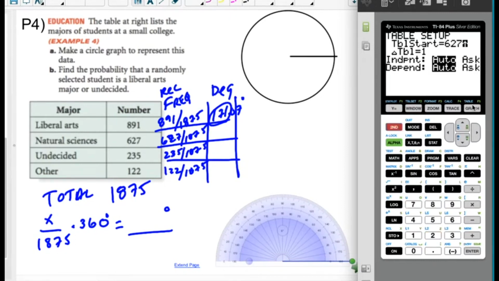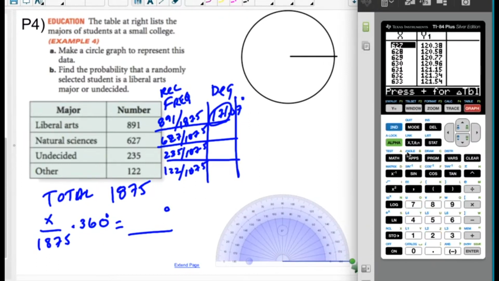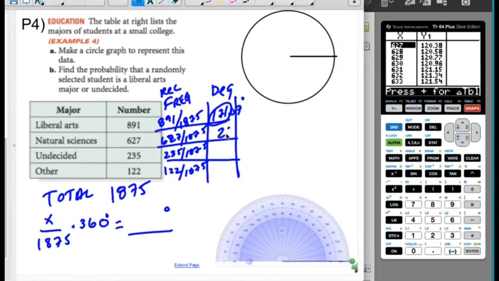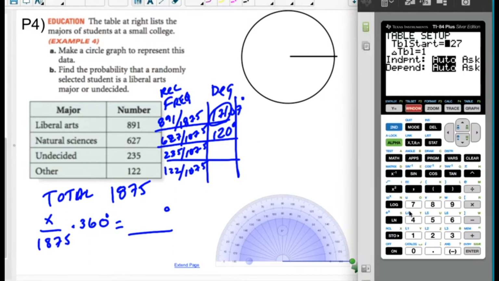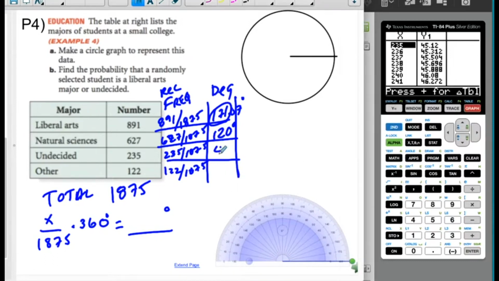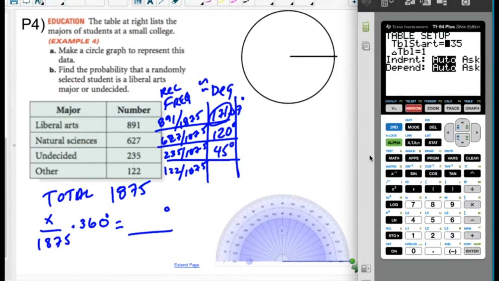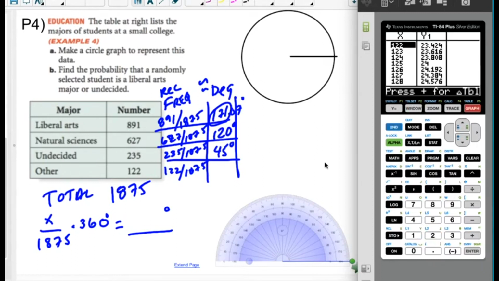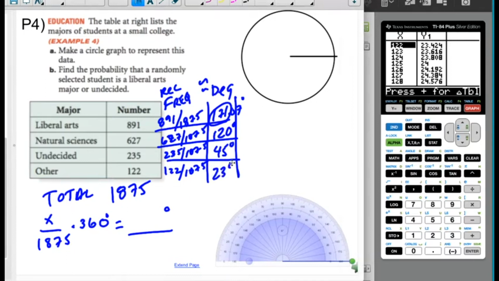So 627, and then I go back to my table and I get about 120, right? So again, I wouldn't stress it too much because if you're actually graphing this by hand, you're not going to be able to be that much more accurate. 235. And I get about 45 degrees. And again, that's approximate, so we'll say approximate degrees. And then back to my table, and I need the 122. And arguably, you don't need the 122 because you should be able to figure out by default that it's whatever's left, right? But we're just going to say that's close enough.